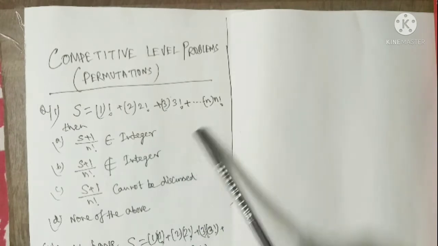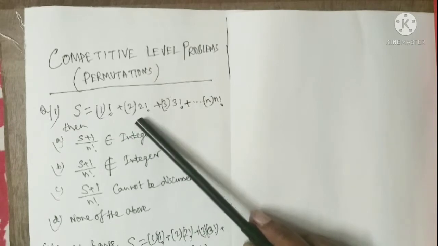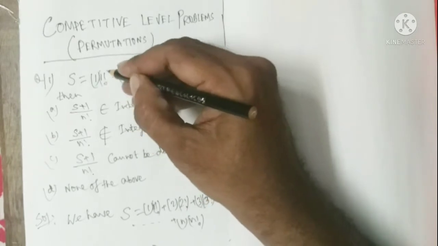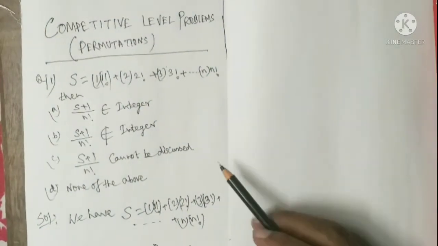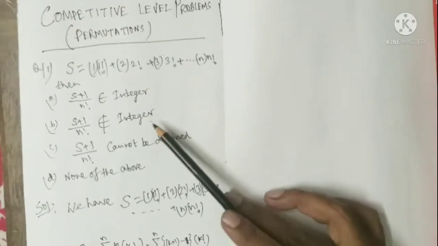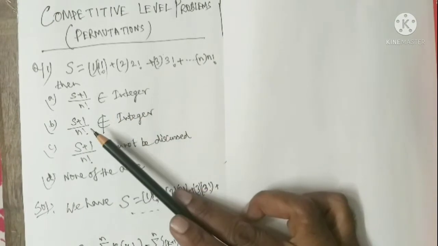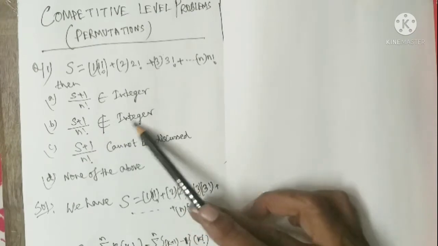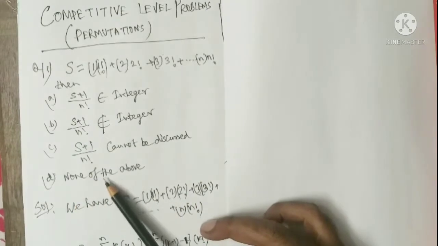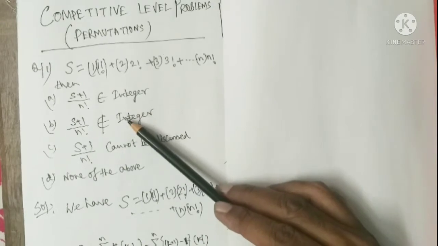Question number 1: if S equals 1 into 1 factorial plus 2 into 2 factorial plus 3 into 3 factorial plus dot dot n into n factorial, then the answer becomes: A, (S plus 1) by n factorial belongs to integer; B, (S plus 1) by n factorial does not belong to integer; C, (S plus 1) by n factorial cannot be discussed; D, none of these. All these four alternatives are given. Which one is correct? That is to be checked.